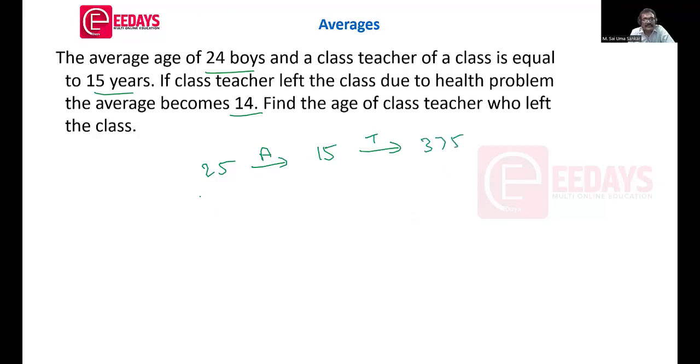If the class teacher left, then how many members are there? 24 members. Now, what is the average? Average is equal to 14. Now, what is the total? 24 ten times, that is equal to 240. Keep in your mind. 24 into 4, 96. 240 plus 96, that is equal to 336.